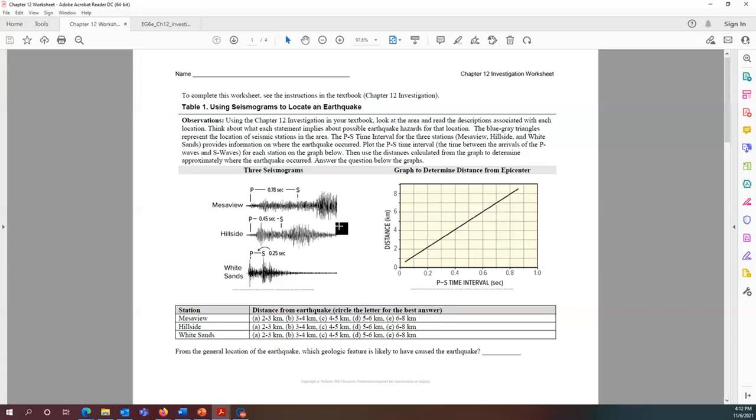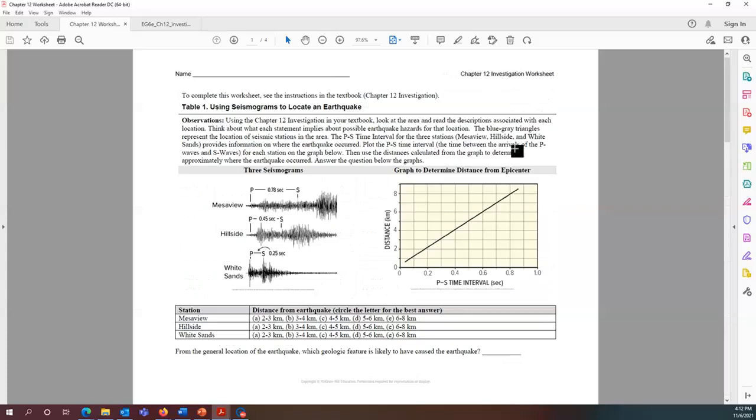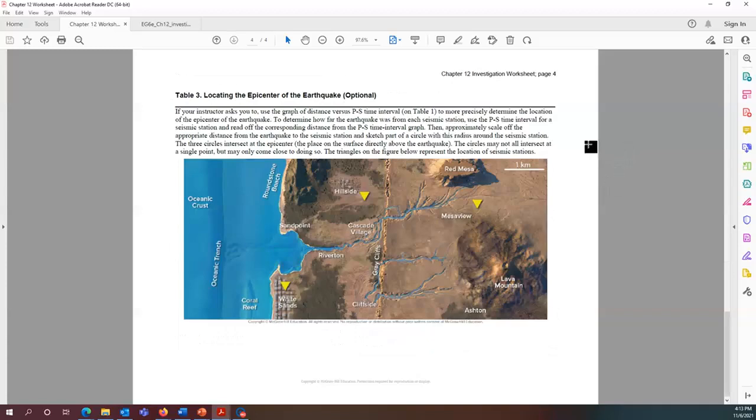So you might remember from the chapter 12 lecture, I said we figure out where an earthquake's epicenter is based on drawing a circle around the seismogram with the radius being the distance from the epicenter. So you will have determined the distance from that chart. Say your distance that you determine is like, I don't know, 6 kilometers, right? So say Mesa View is 6 kilometers from the epicenter.